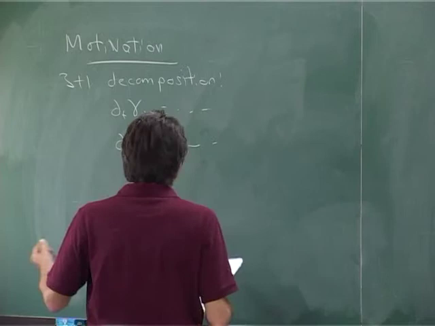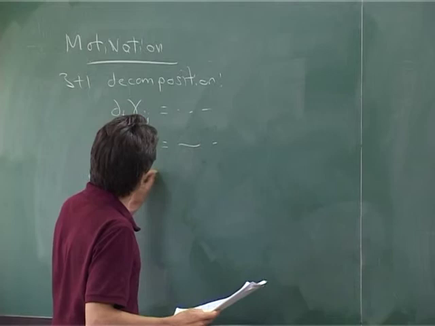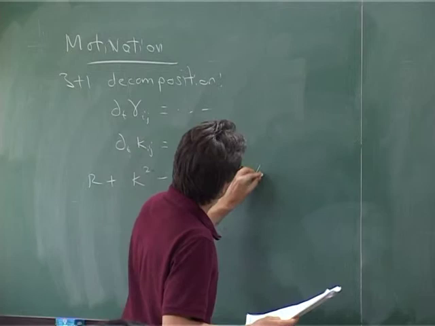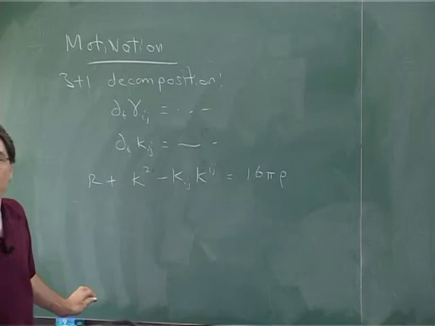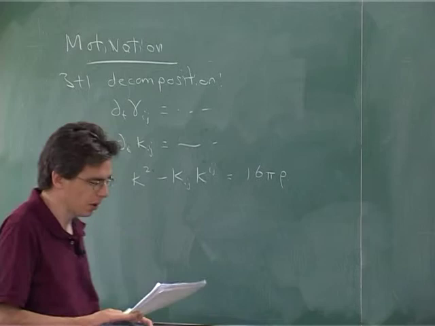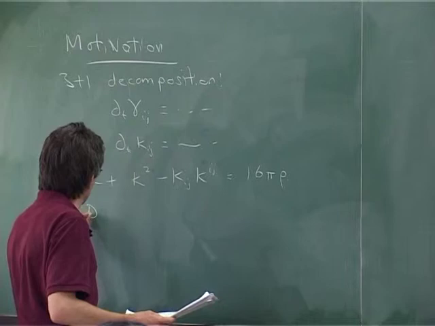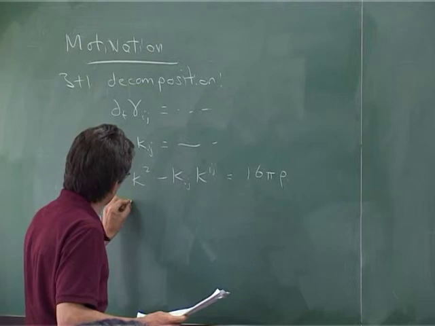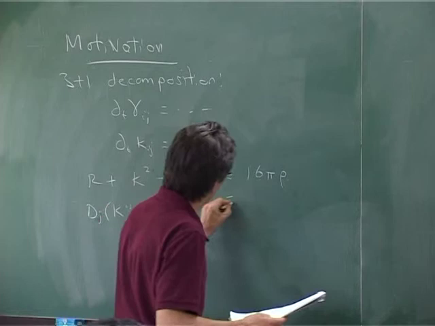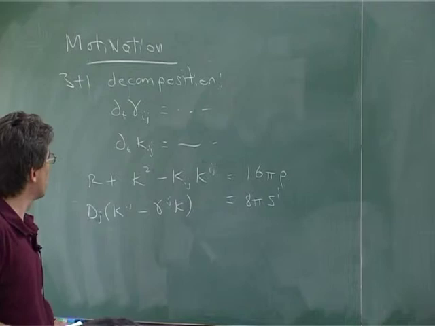And these, in the 3 plus 1 decomposition, you've already seen, so I'll just write them out. You have the Hamiltonian constraint, which is obviously called the Hamiltonian constraint because it deals with the total mass energy of the system. And you have the momentum constraint, and this deals with the momentum, so we have the momentum density on the right-hand side. So you have to satisfy these.